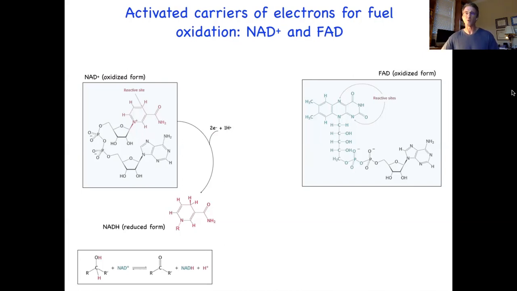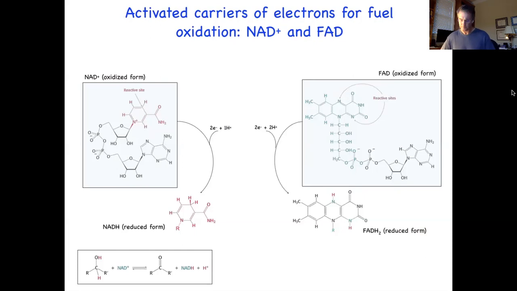This guy is going to take up two protons along with two electrons. We'll put one on here and one on here. Each of those two nitrogens is going to take up a proton and an electron to generate the reduced form of FAD, known as FADH2, right?